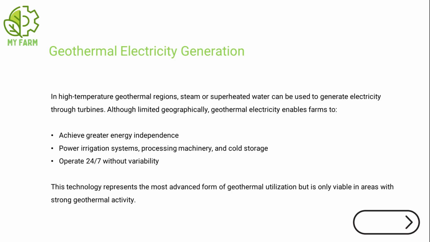Although geothermal electricity is geographically limited, found mostly in volcanic or tectonically active regions, it can offer tremendous advantages where available. Farms can operate irrigation systems, pumping stations, cooling units, and processing equipment entirely on renewable power. This level of energy independence not only reduces carbon emissions but also improves long-term financial stability by eliminating dependence on diesel and grid electricity. While not widely available, geothermal electricity illustrates the full potential of geothermal systems in agricultural settings.